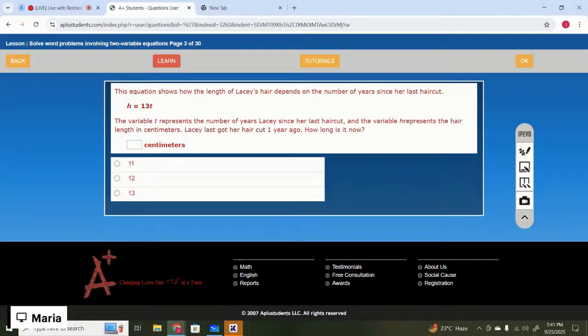So h equals 13t. So h equals 13 because t equals 1. So h equals 13. Option number 3 is the correct option.